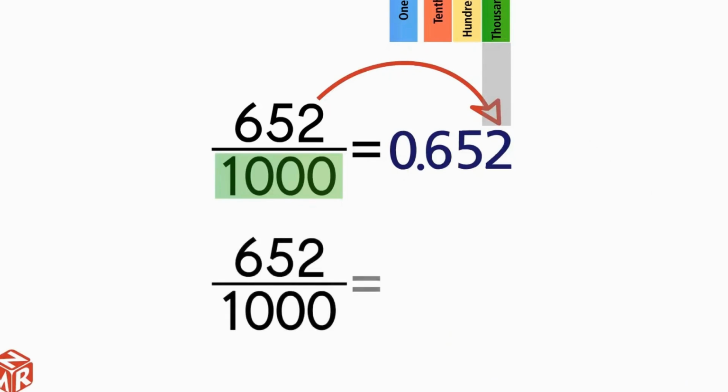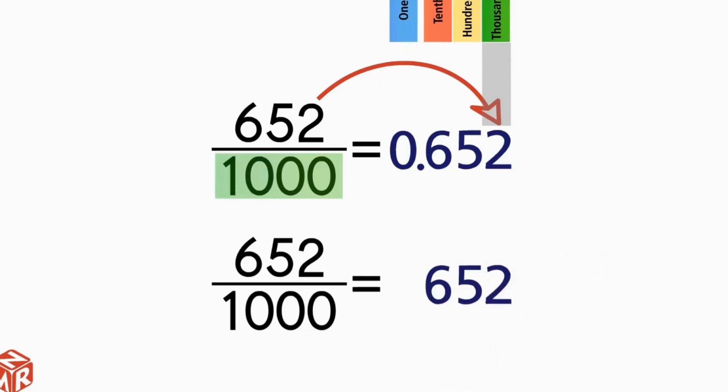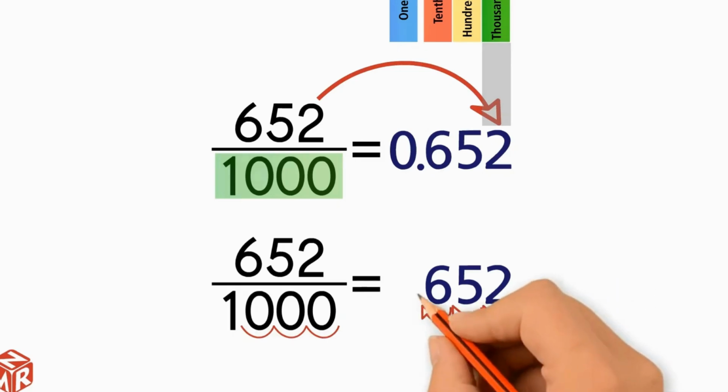Let's convert using the second method. Rewrite the numerator. Count the zeros: 1, 2, 3. So we move the decimal point from right to left, counting 3 spaces.